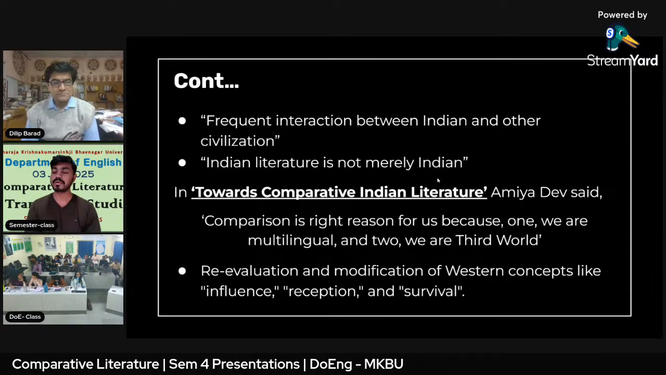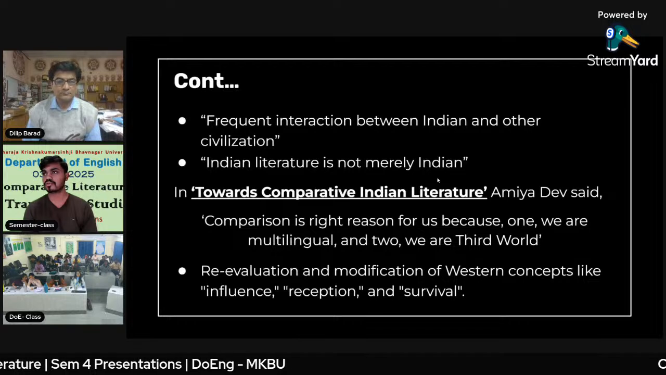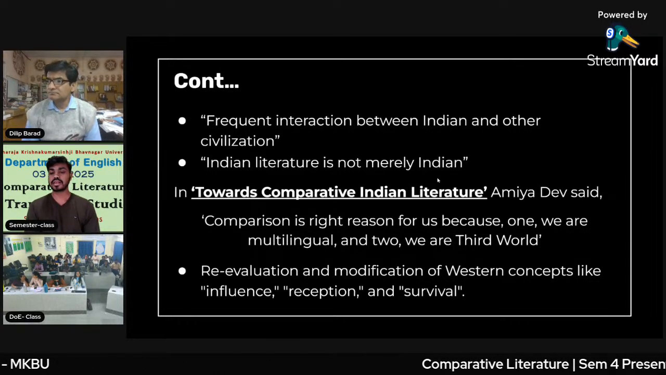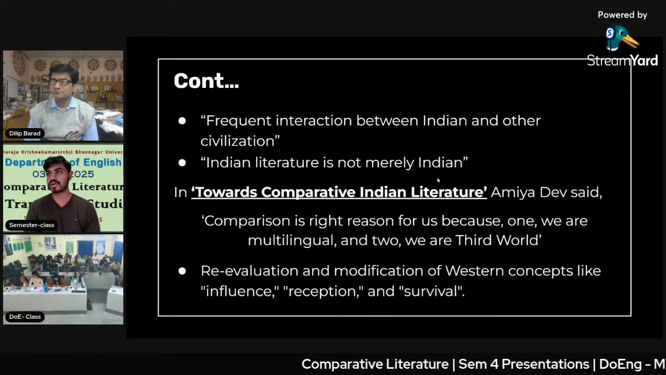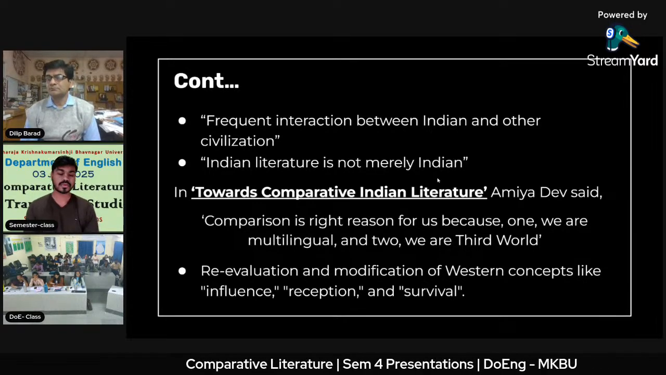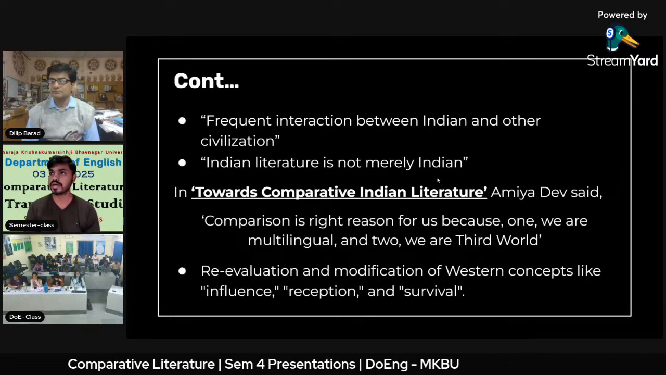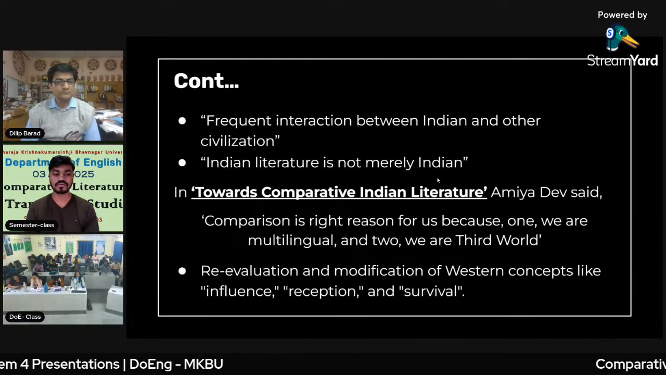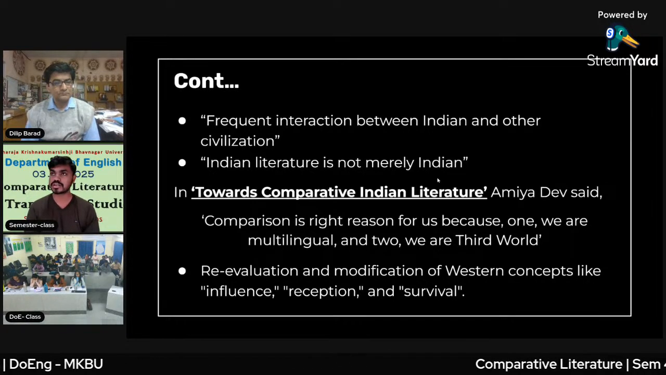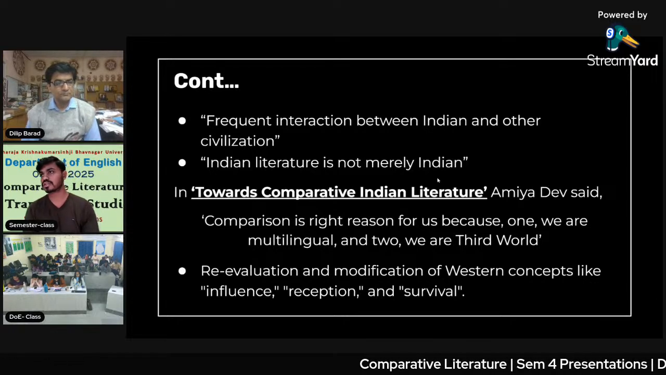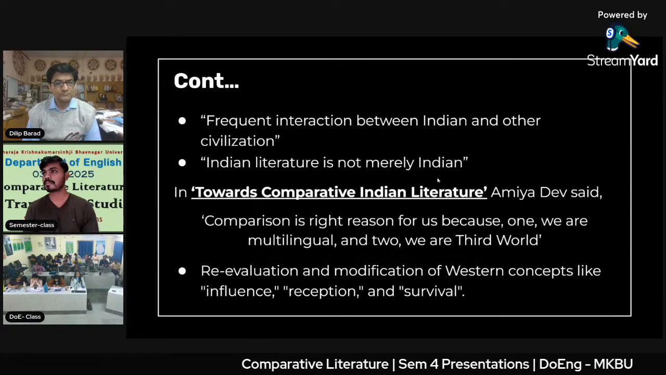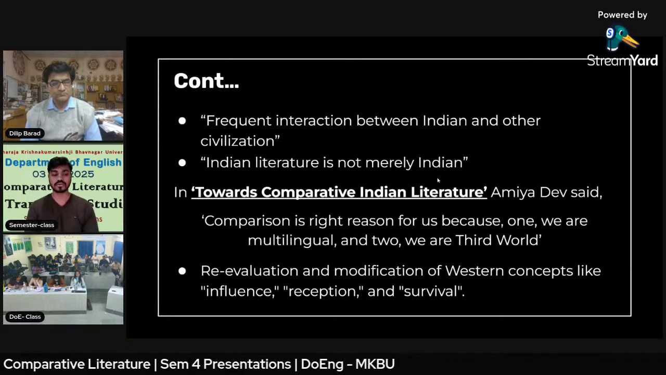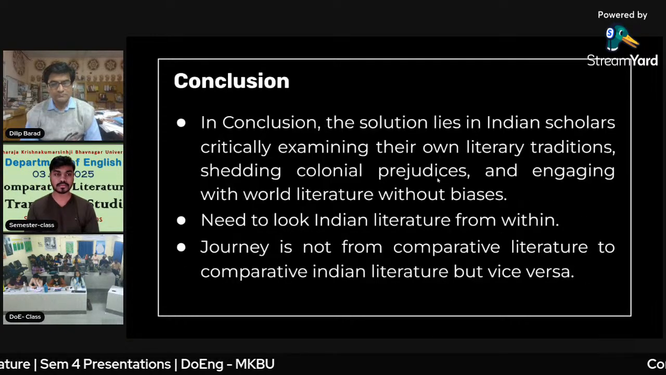While keeping in mind our colonial history, while doing comparative studies, we also have to look at where we are, what our location is, and we have to keep in mind our socio-political implications. Keeping these things in mind, we have to do the re-evaluation and modification of Western concepts like influence. And influence, in a colonial context, can be a kind of derogatory word. So we have to redefine that also.